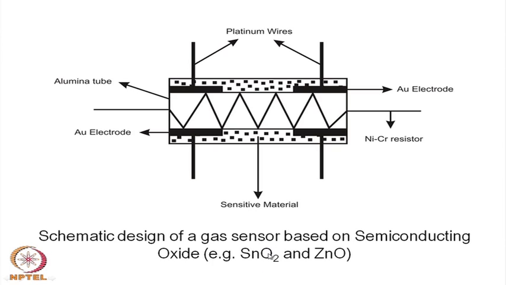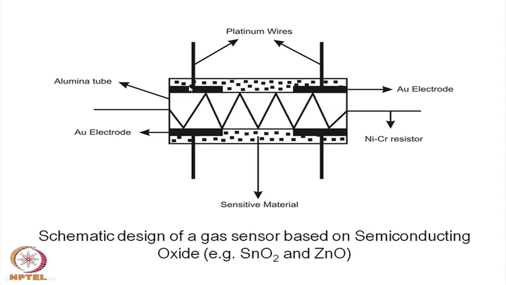In SnO2 it is oxygen deficient, whereas this one is also oxygen deficient, but the defect is metal interstitial. Here the predominant defect is an oxygen vacancy; here it is metal interstitial, that is, zinc goes to the interstitial site. So both of them are oxygen deficient, but the point defects are different. One is an oxygen vacancy, and the other is zinc interstitial.